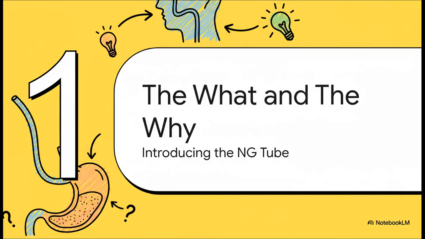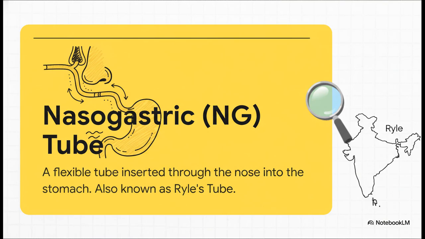All right, first things first. Before we can really get good at using this tool, we've got to understand exactly what it is, and maybe more importantly, why we even use it in the first place. So, what is it? Put simply, a nasogastric or NG tube is just a soft, flexible tube that goes through the nose, down the throat, and lands right in the stomach. It's a direct line in.